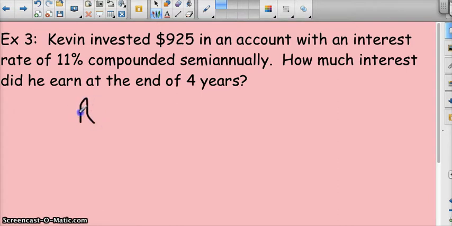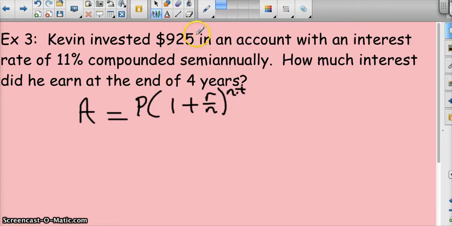The formula for compound interest, again, is that A equals P times 1 plus R over N, trying to make my R look different than my N, to the NT power, N times T. That's the game. So let's identify our pieces right here.